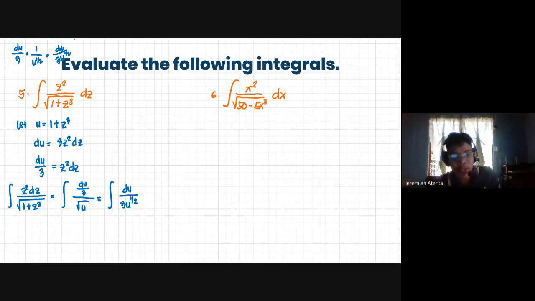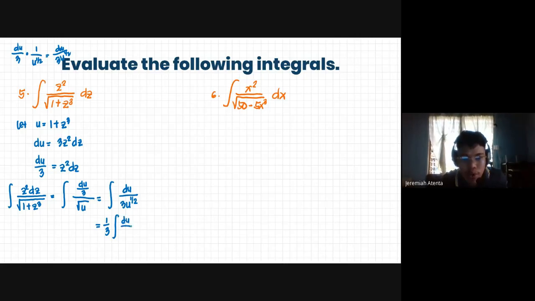Okay ba? Now from that, we have 1/3 here. We can actually factor out 1/3. So we have 1/3 the integral of du over u to the 1/2. Ayan. Now take note, we don't have a theorem if we have an expression sa baba. Tama? So we need to change this one into a negative exponent para tumaas siya. So we will have 1/3 integral of u to the negative 1/2 du.